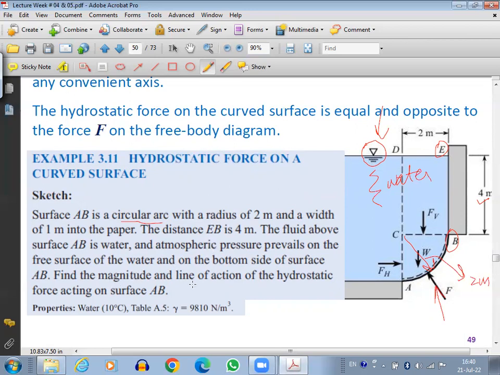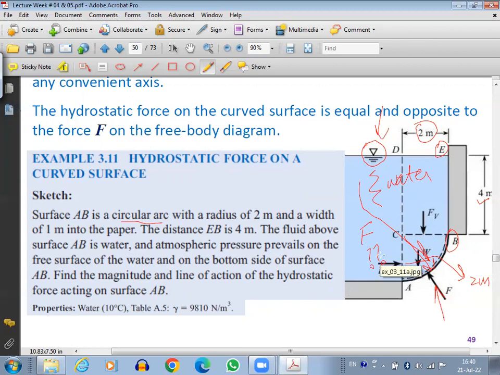Find the magnitude and line of action of the hydrostatic force acting on the surface area. We know that there is water here, so obviously water will be exerting hydrostatic force. We need to find how much the magnitude of this force is, and we need to find where it is acting. Here this is 2 meters because this is the radius. Okay. So this is 2 meters.